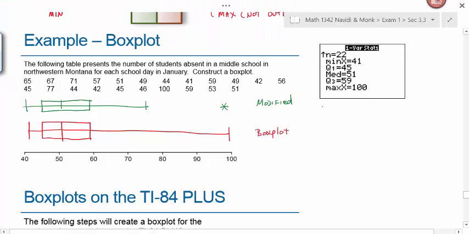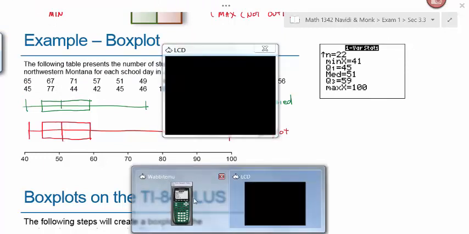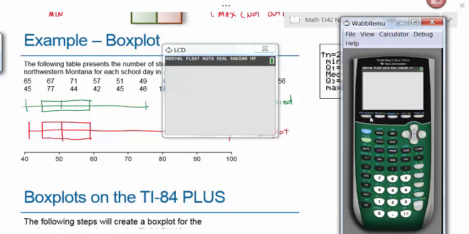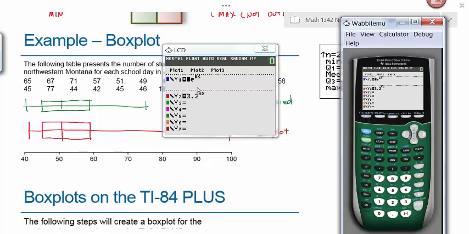Let's do a box plot on our calculators. You've got your data in your calculator. If we want to graph our data, we go up here. All of the buttons for graphing are going to be up here. If you hit y equals and you have something in your calculator right now, clear it out.